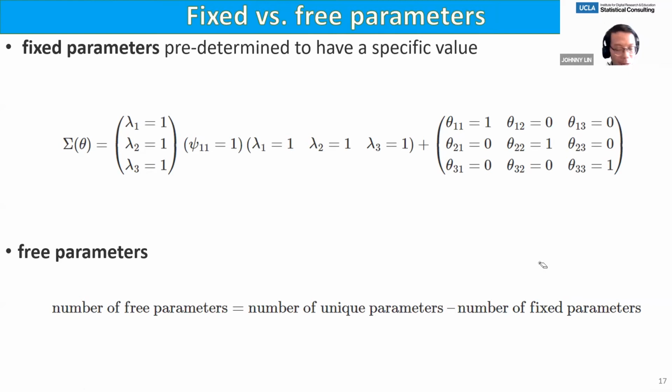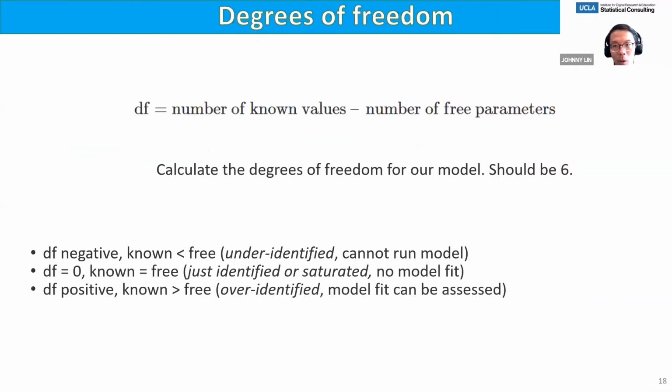So how many free parameters do we have? 0. Well, then the degree of freedom is the number of known values minus the number of free parameters, just 6, okay? And realistically, you will never get 0 as a number of free parameters. I'm just showing you an example of an extreme case. So we count at 6, right? Now, what does that mean for our model?